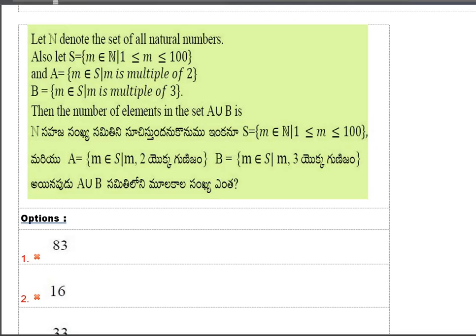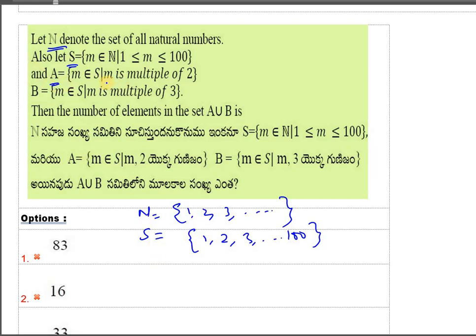Question number 5. This is somewhat lengthy in the sense that some steps are there. Let N denote the set of natural numbers. So here we have to understand what is N. Natural numbers means the set 1, 2, 3 and so on. This is N. And S is a set having elements m such that m belongs to N and is between 1 and 100, including 1 and 100. So S will be 1, 2, 3 and all numbers up to 100, the natural numbers up to 100.